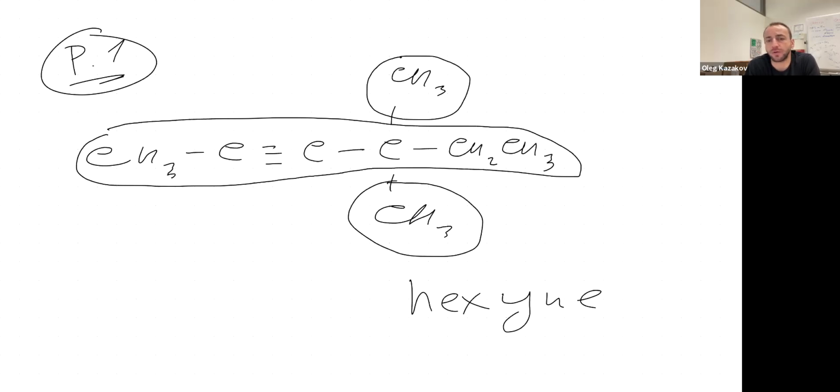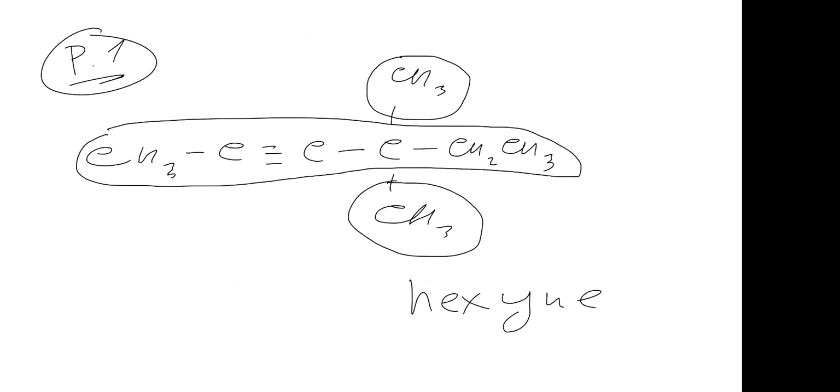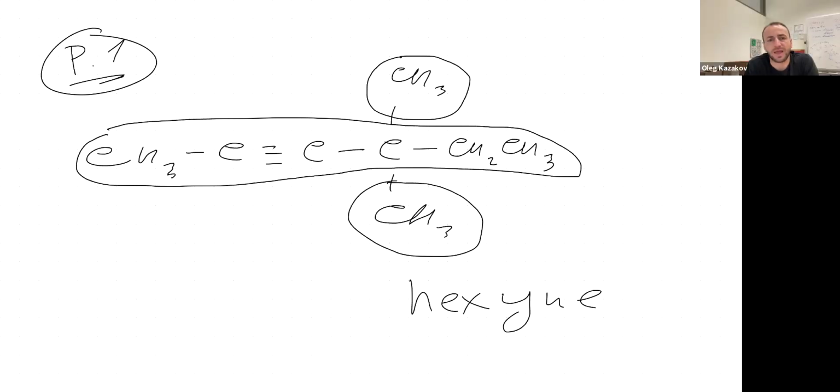Now we are going to start numbering. We can start numbering maybe from here: 1, 2, 3. 1, 2, 3, 4, 5, 6, so 6 carbons in a chain. If you look at this end, 1, 2, so on carbon number 2, the triple bond will start. Like 1, 2, 3, 4, 5, 6. So the triple bond will start on carbon number 2.